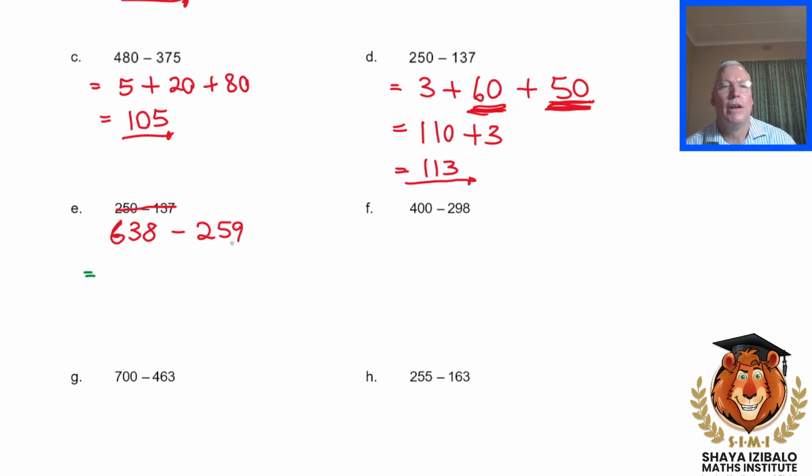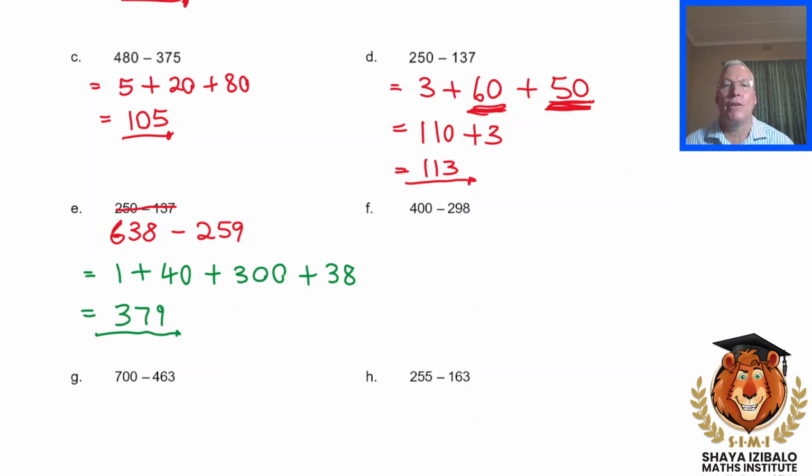Here, we need 1 to get up to 60. We need 40 to get to 100. Now we're at 300. Then we need 600. We need another 300 to get to 600. And then lastly, we need another 38. Our final answer here is going to be 300 and 78 plus 1, 379. Okay.